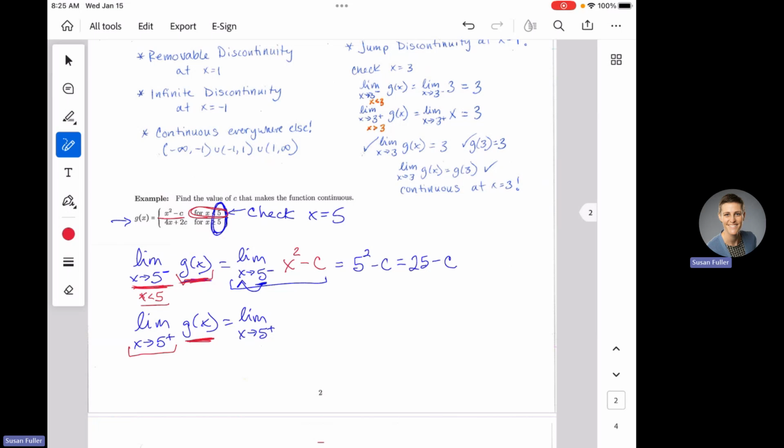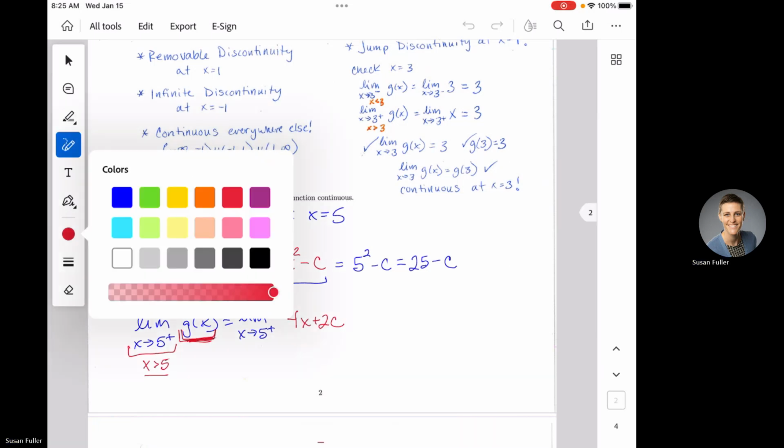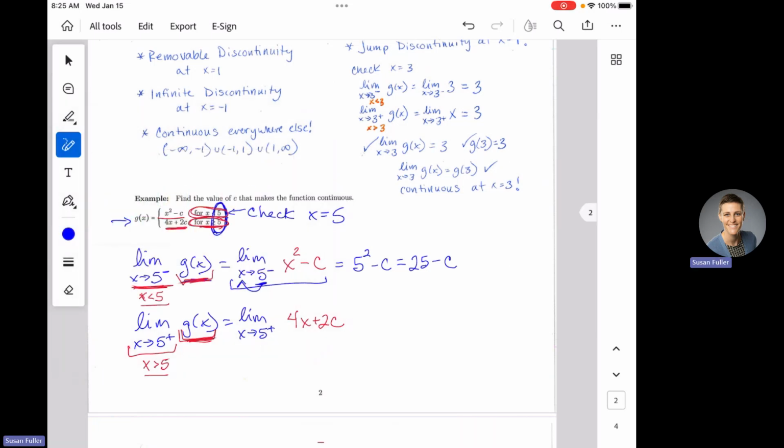If we're coming at 5 from the right, we're approaching from x values that are a tiny bit bigger than 5. So since x is a little bit bigger than 5, we are here, right? I'm using this value for g of x. So I'm going to replace g of x here with 4x plus 2c, because that's the function that g of x is when x is a little bit bigger than 5.